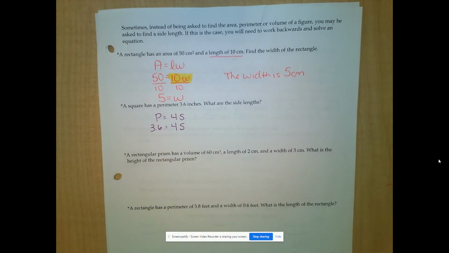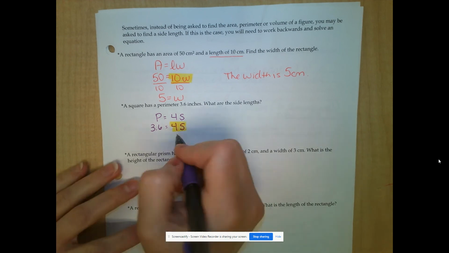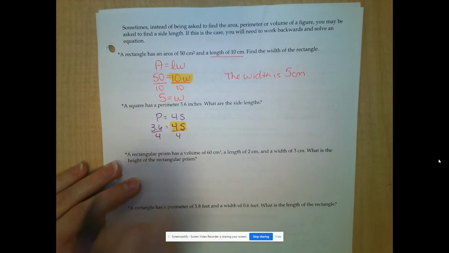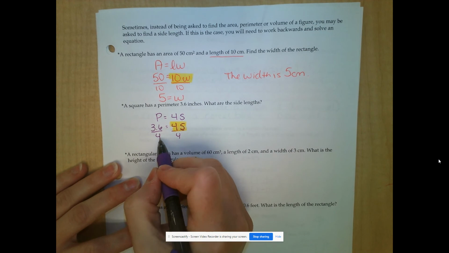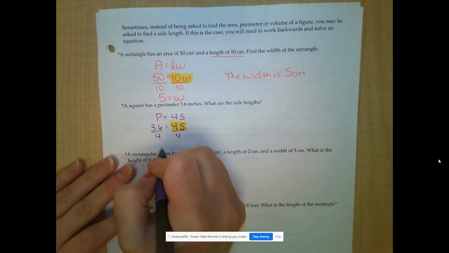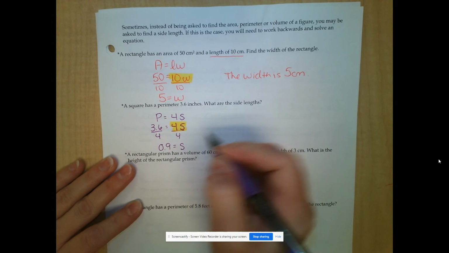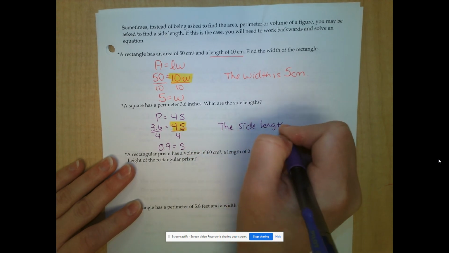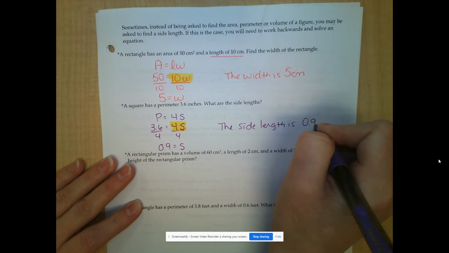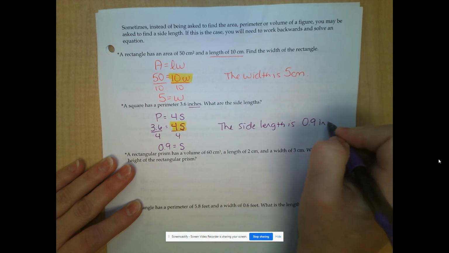Now the side with the variable, 4S, tells me that it's multiplication. I'm going to use the inverse and divide both sides by 4. Might need to do that off to the side, or you might do it in your head. 36 divided by 4 is 9. 3.6 divided by 4 is 0.9 equals S. The side length is 0.9. I'm going to look back here: inches.